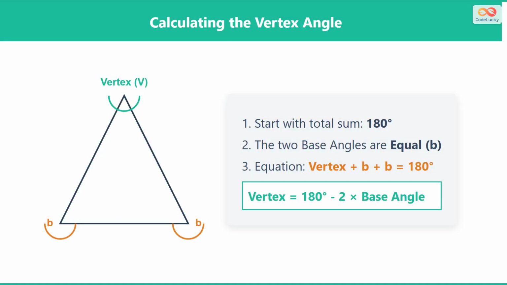Since the two base angles are equal, calculating the vertex angle is straightforward. If we know the measure of one base angle, we can find the vertex angle. The formula is 180 degrees minus 2 times the base angle.